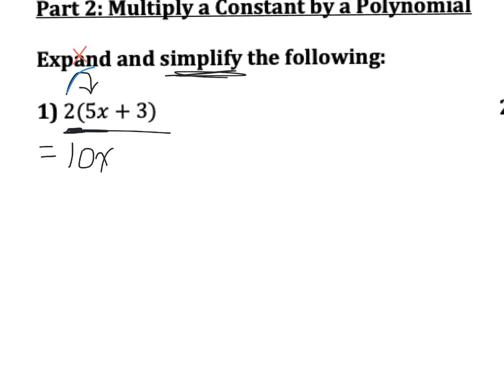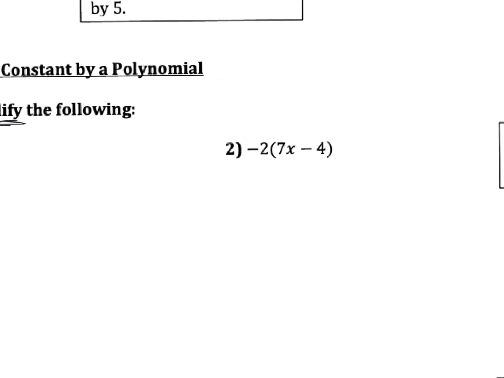I then follow up with 2 times positive 3. I'm multiplying still, and 2 times positive 3 gets me to positive 6. I then think to myself, is there anything I can simplify or collect? And there's nothing I can see here that I can simplify or collect. All right, so what we'll do now is we'll just move over to the next one.